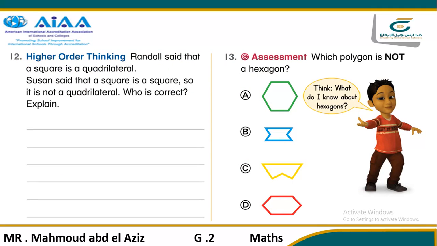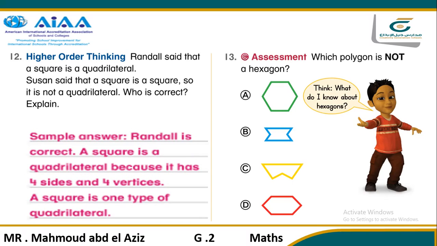Another question. Randall said that a square is a quadrilateral. Susan said that a square is a square, so it's not a quadrilateral. Who is correct? And explain. What do you think? Is a square a quadrilateral or not? Excellent. So Randall is correct. A square is a quadrilateral because it has 4 sides and 4 vertices. A square is one type of quadrilateral. So any shape that has 4 sides and 4 vertices is a quadrilateral.